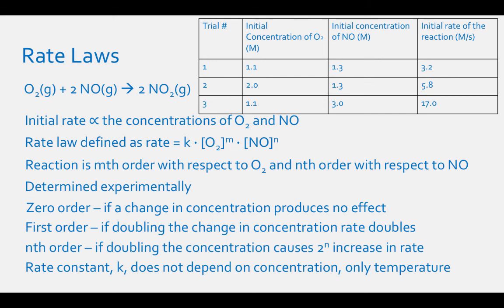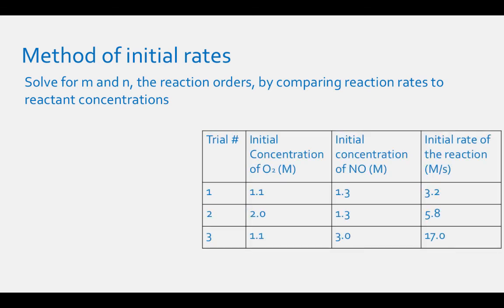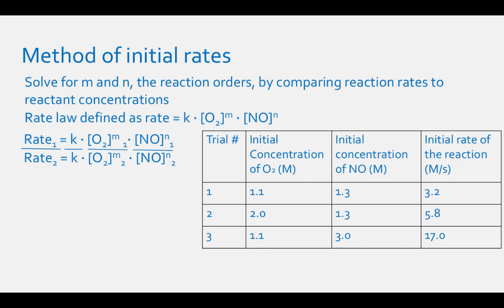To find out what m and n are, we will introduce you to a method called the method of initial rates. We determine reaction order by comparing quotients of reaction rates to quotients of reaction concentrations. If we look back at our table of data and we review what we defined as a rate law, we can take one rate law divided by another to find the value of m and n.